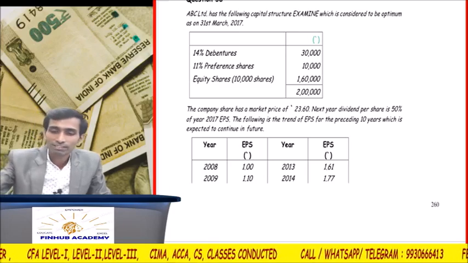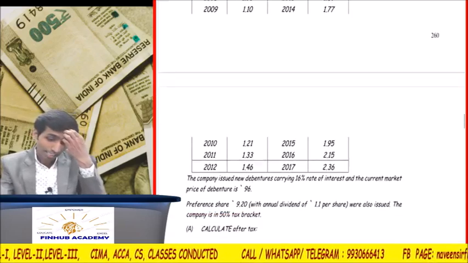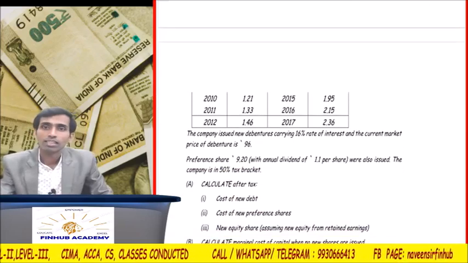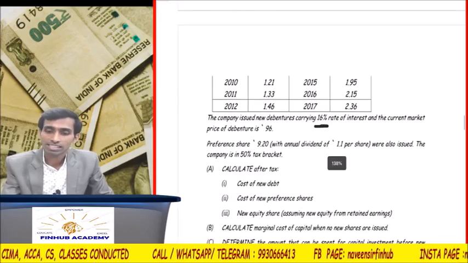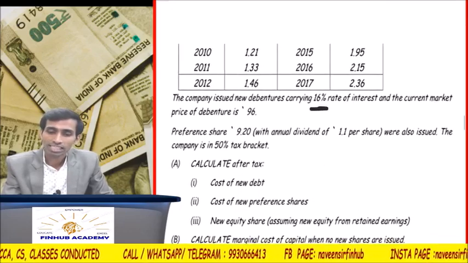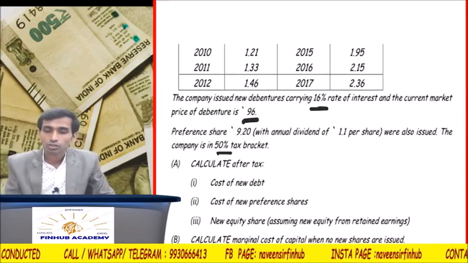Are you comfortable with the question? They have not given us the KD and all. Correct. They are asking us to calculate. So in the question, debenture is carrying how much interest? 16%. Okay, and current market price is given. Tax rate is given. So what can I do?